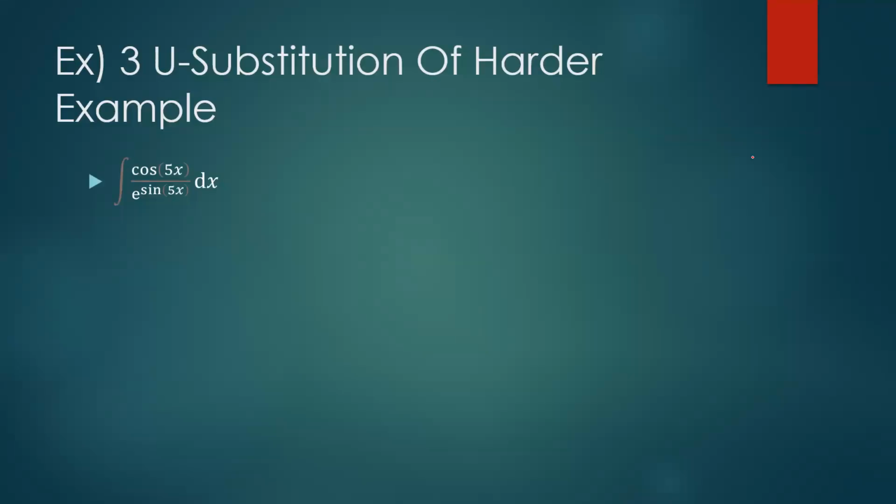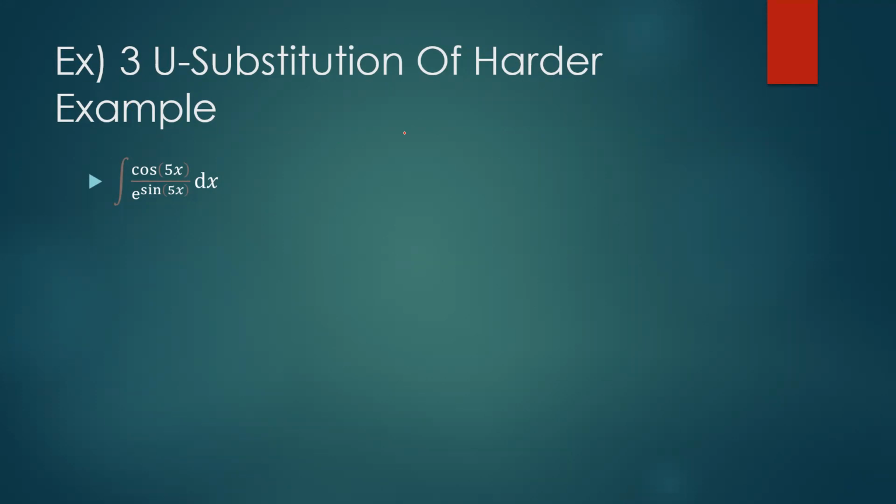Hello, in this video, I will do example 3 of a harder u-substitution that requires double substitution. So we have to take the integral of cosine of 5x all over e raised to the sin of 5x dx. What makes this substitution a bit hard is that you have to do u-substitution twice.